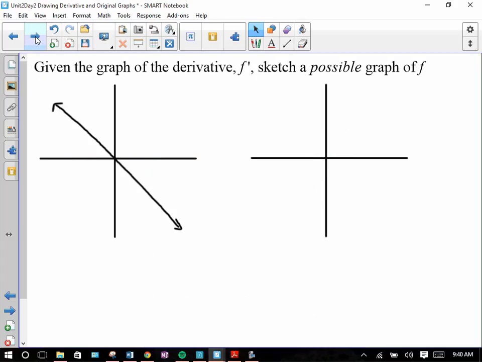Alright, so before we start going, Michelle, what are we given and what are we trying to graph? Yep. Good. Now you have to find the original function or a possible original function. There's more than one right answer. Alright, so, good. So let's look at this. We have a first one.